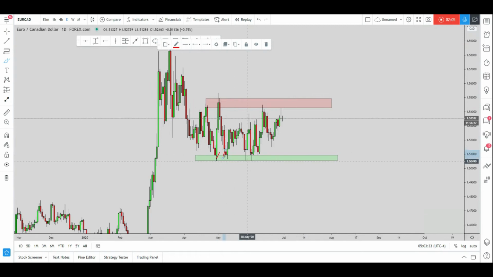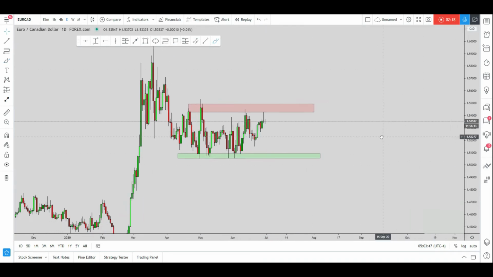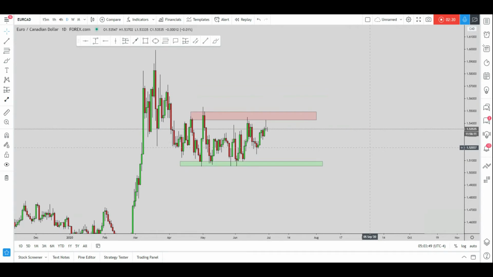So acting as support, and obviously will again act as support if the market will go and test it. And here we have this strong level of resistance, which the market is continuously testing. Now, how do we approach this kind of situation to look for a possible trading opportunity?